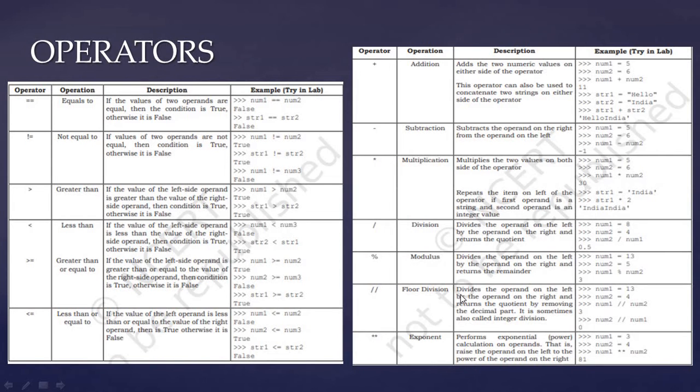Next, we have floor division. It helps us divide the operand on the left by the operand on the right and returns the quotient, but it removes the decimal part. It is also called integer division. So 13 by 4 will give 3 when we use floor division. And for exponents, we use this symbol right here. And for multiplication, we use the same symbol but only once. And for exponents, it is used twice. So over here, num1 to the power num2 will be 3 raised to the power 4, which is the equivalent of 81.